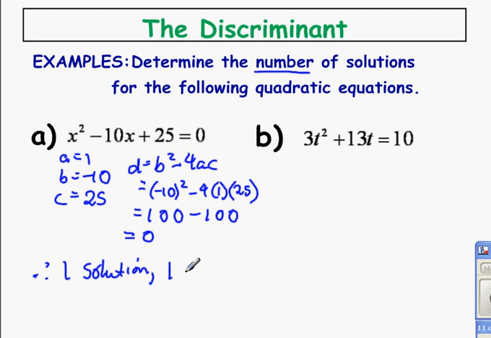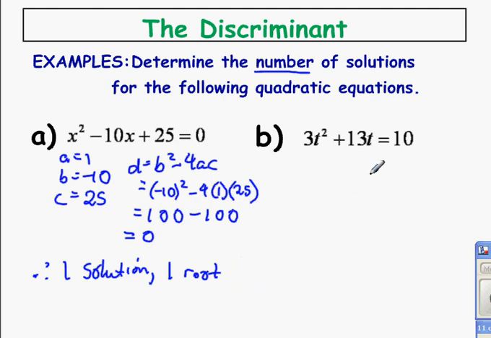Okay, so one root. Okay, which means the vertex is on the x-axis. And if you take a look at the quadratic here, you can see it's a perfect square trinomial, which means our answer when we factor it is going to give us only one bracket.